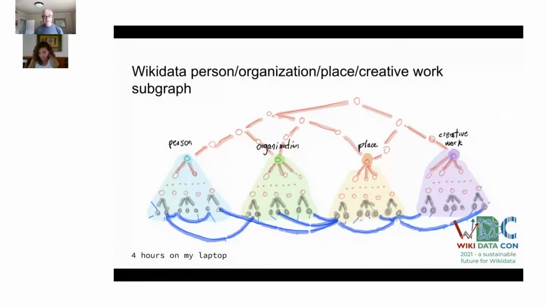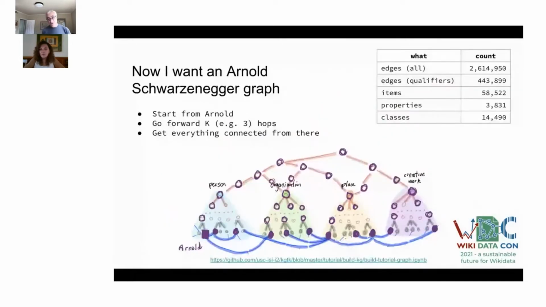Now, suppose that after that I say, well, maybe I just want another subgraph of my subgraph about Arnold Schwarzenegger. So I want to know everything about Arnold Schwarzenegger that is in this subgraph, a new, smaller subgraph. So I want to start from Arnold and then go forward some number of hops to find what Arnold is connected to and then get everything.